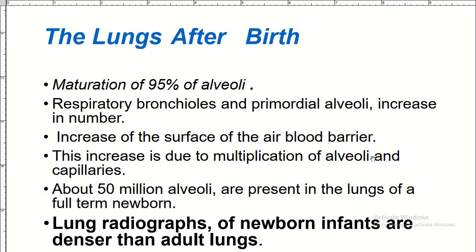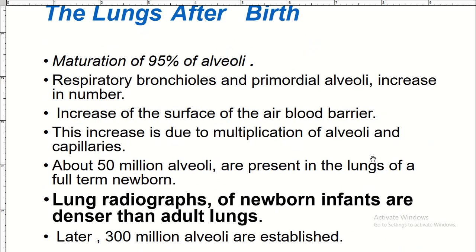You understand? Respiratory bronchi and primordial alveoli increase in number. So there is hyperplasia and hypertrophy of these alveoli in the postnatal period. Increase of the surface of the air blood barrier. This increase is due to multiplication of alveoli and capillary. About 50 million alveoli are present in the lungs of a full-term newborn, right?